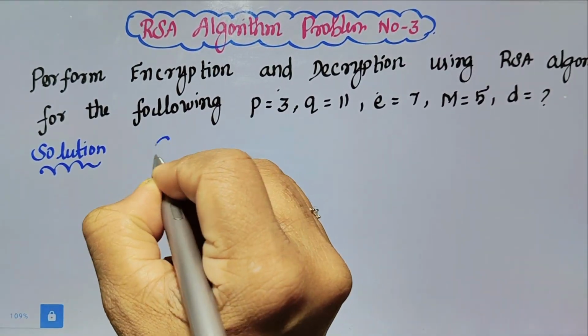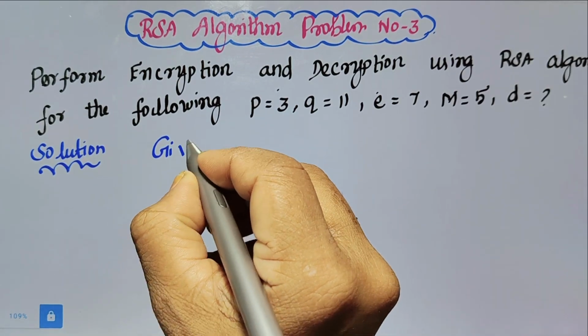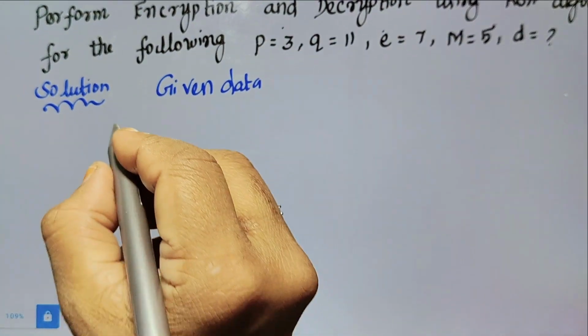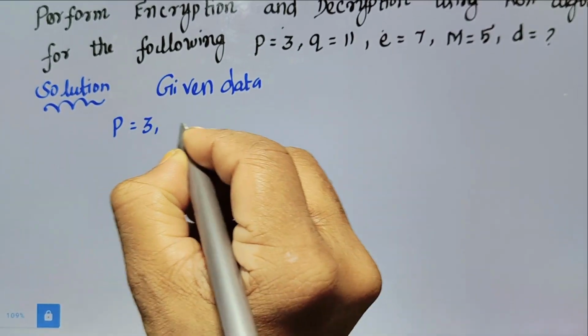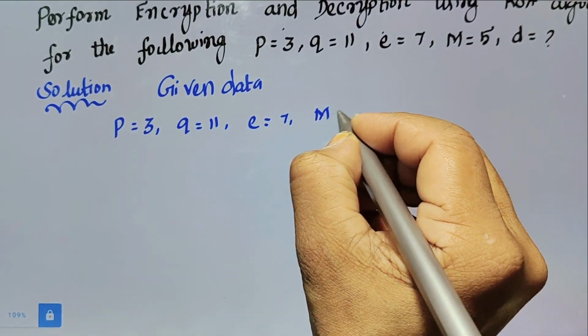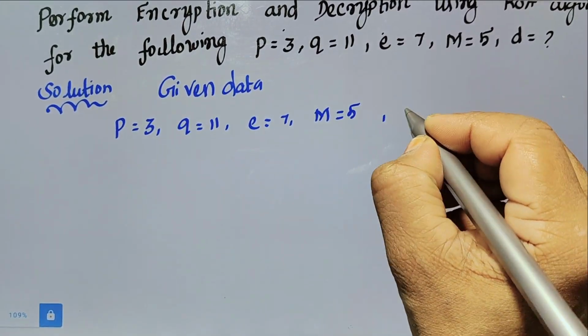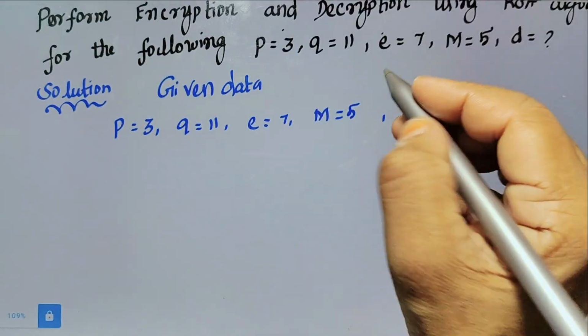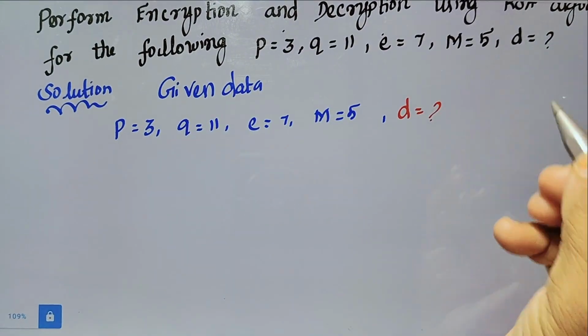Next, write the given data. What are the given data? P equal to 3 and Q equal to 11, E equal to 7, plain text value M equal to 5 and D equal to what? They are asking about D equal to what? Right? Next.